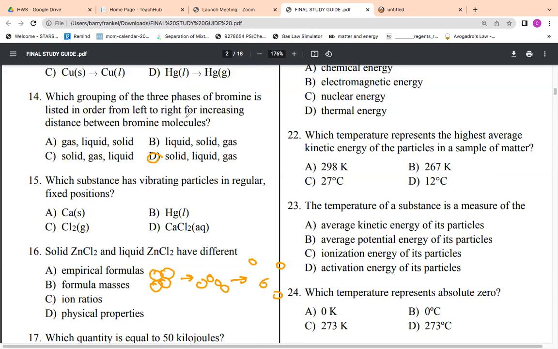Again, we want to see increasing distance between bromine molecules. So here in a solid, they're right up next to each other. They're very tightly packed. In a liquid, they're a little bit more spread out. And then in a gas, they're very far apart.